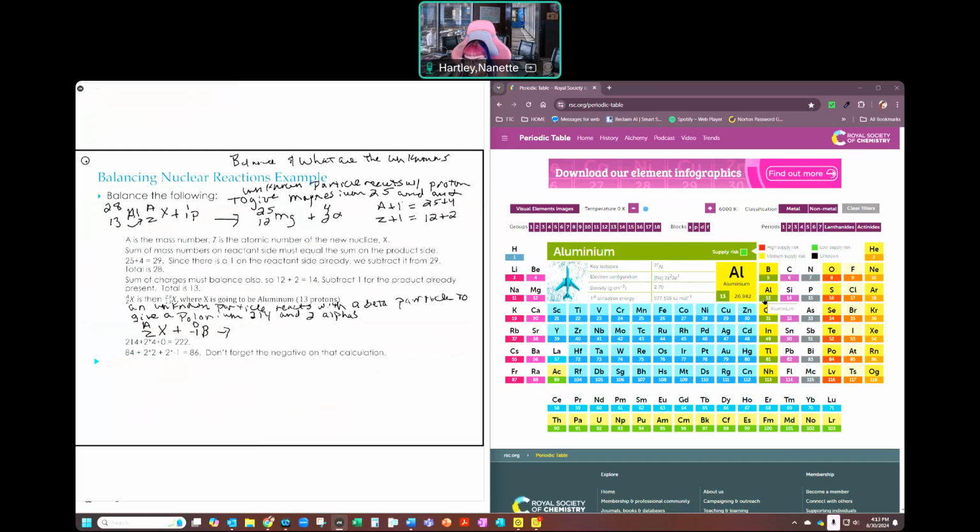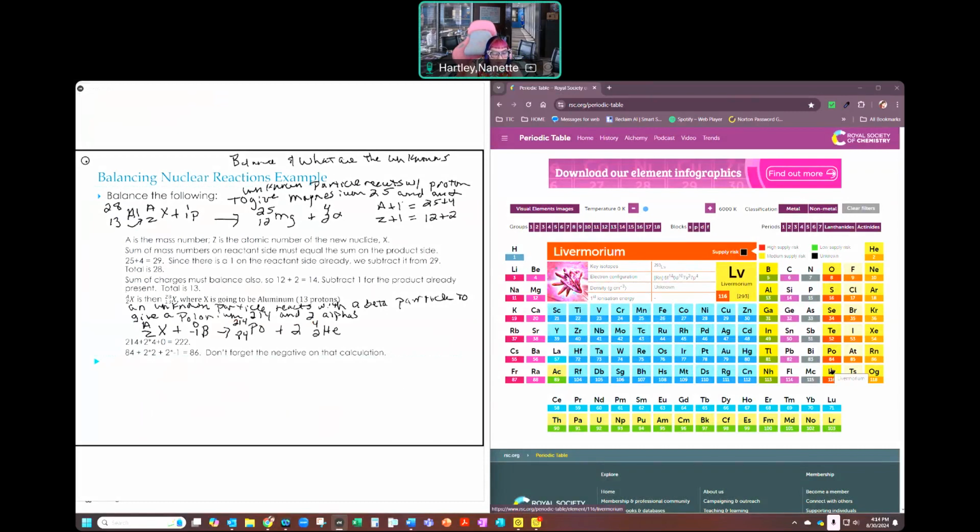Well, polonium is this guy right here. So he's Po, and that's 84. And his mass number there is 214. And 2 alphas. So I have 2 times 4,2 He. Okay. So that is my balancing.